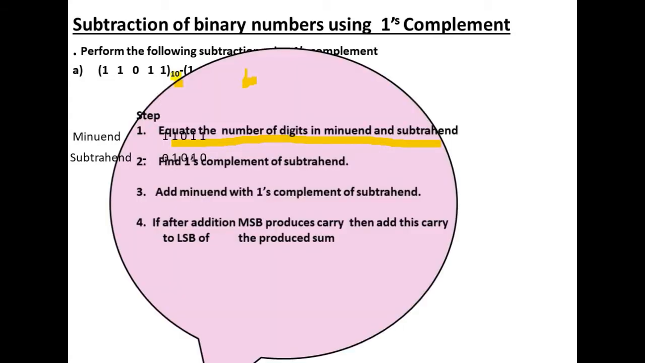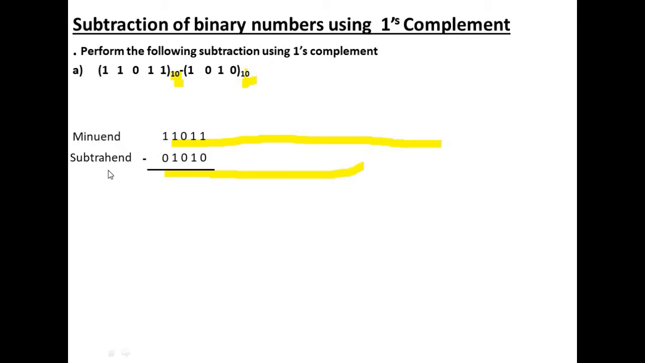Now come to the next step. We have to find the one's complement of the subtrahend. First find the one's complement of the subtrahend. And this is the subtrahend. We are going to find the one's complement of this subtrahend. So the subtrahend is written over here. And we know the one's complement will be 1, 0, 1, 0 and 1. Here 0 is converted to 1, 1 to 0. So we have got the one's complement as 1, 0, 1, 0 and 1.